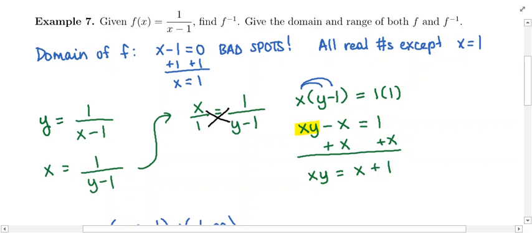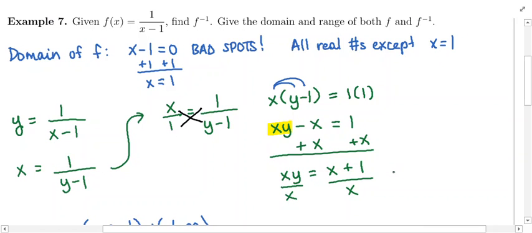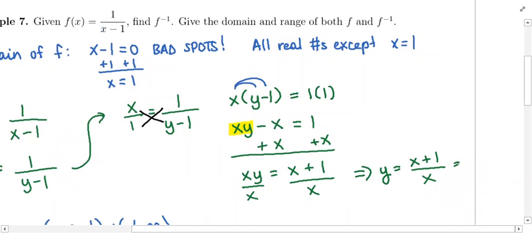If I want y, y is being multiplied by x, so to undo that, I'm going to divide both sides by x. On the left side, x divided by x, those are going to cancel and leave you with y equals (x plus 1) over x. You can leave it like this, or you can break it up into x divided by x plus 1 over x. It's up to you. It's also correct to have the answer 1 plus 1 over x.